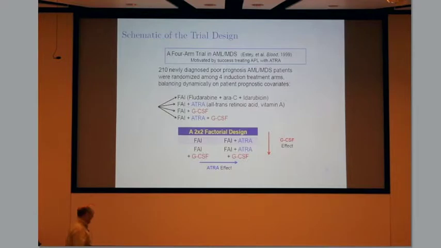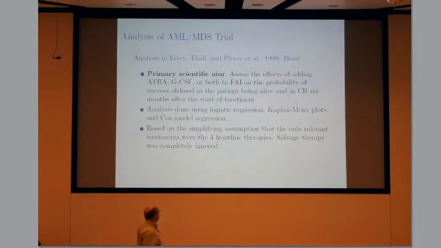We wanted to look at the effect of adding GCSF and the effect of adding ATRA compared to just giving the baseline of FAI with Ara-C. Okay, now I should mention that the one most important component of any chemo for AML was Ara-C. Ara-C is the most successful thing that's been seen, but it doesn't cure the disease. We don't have a cure.